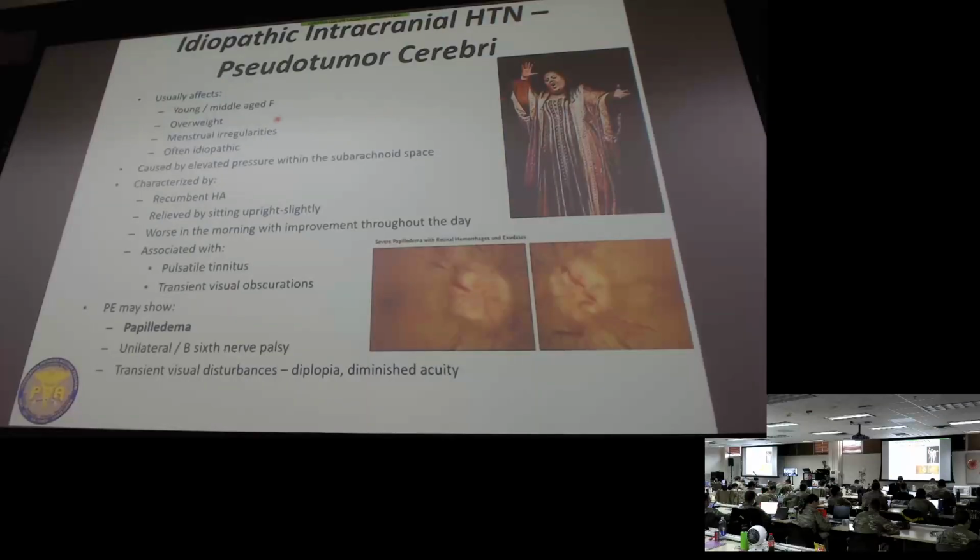So it typically affects younger, middle-aged women, overweight, possible menstrual irregularities, often idiopathic. When our intracranial pressure is too high, when we lay down, it gets worse. And that's atypical compared to your average headache. Someone wants to go lay down and not exist for a little bit. These ones want to sit upright because it's going to cause less of that pressure. It's going to pull some of that off the brain.